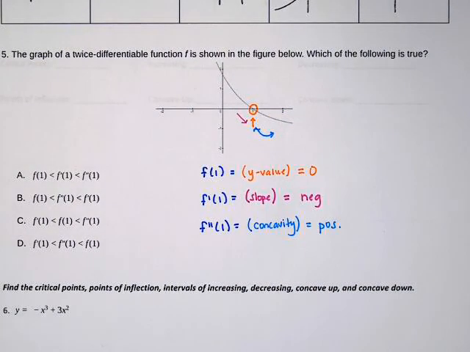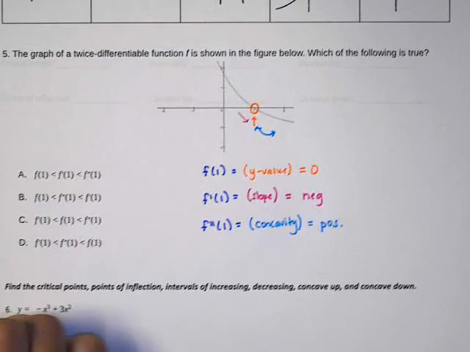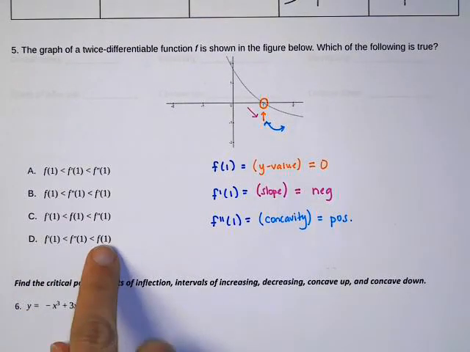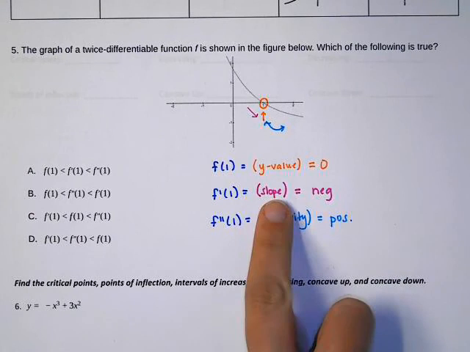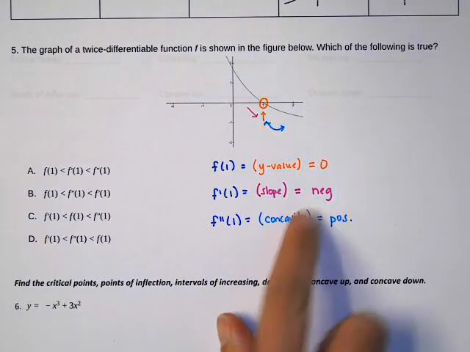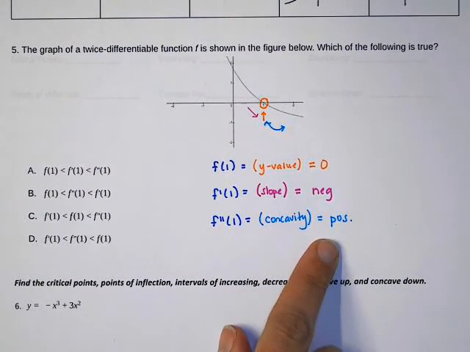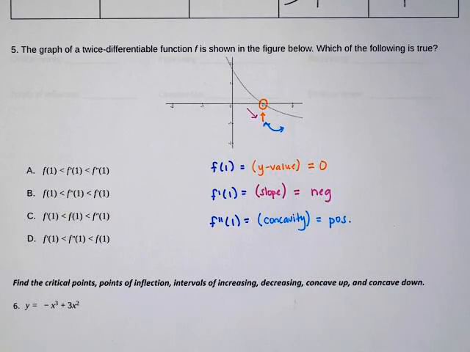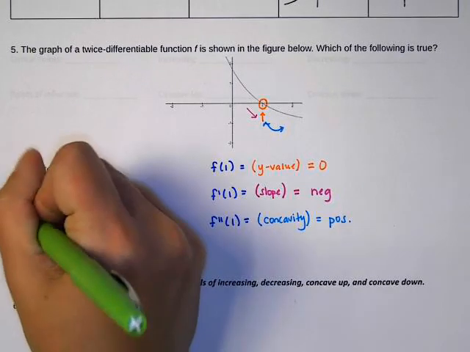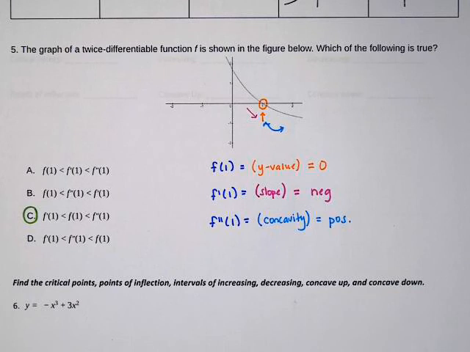So because of that, I can say that if I were to put these numbers in order from the lowest to the middle to the highest, the slope, f prime, would be the lowest, the y value would be the middle because that's 0, and the concavity would be the biggest because that's positive. That means that I need to find the option that has f prime of 1 first, f of 1 second, and f double prime third. That means I'm looking at option C. So I don't really need to know the exact numbers, I just need to know that one of them is positive, one of them is negative, and one of them is 0.